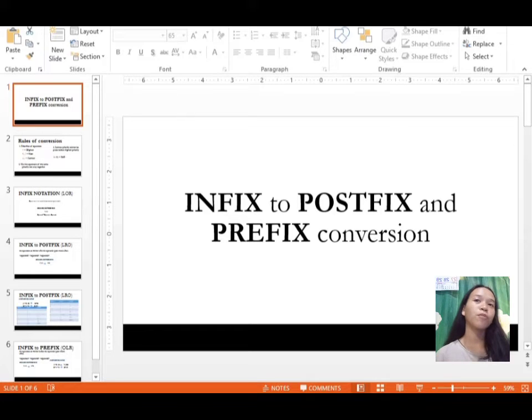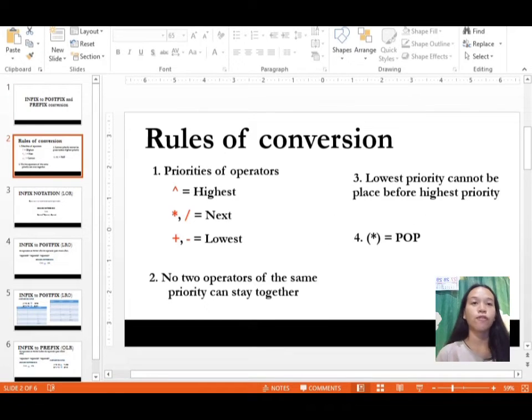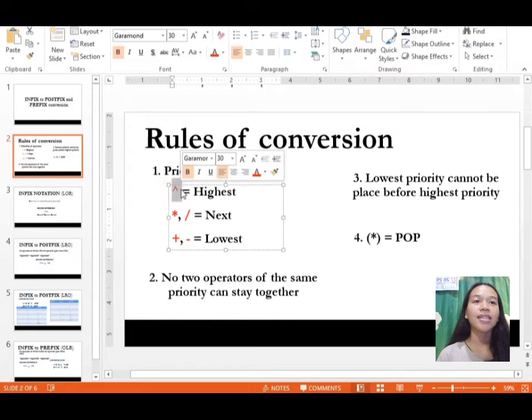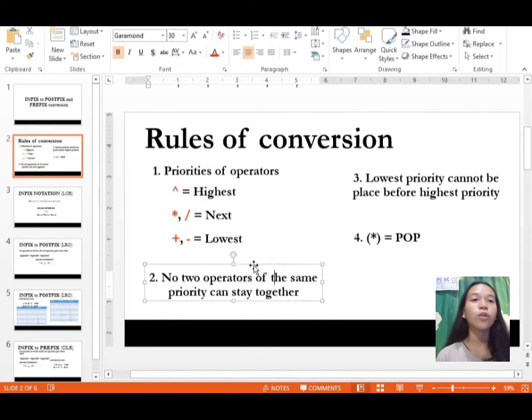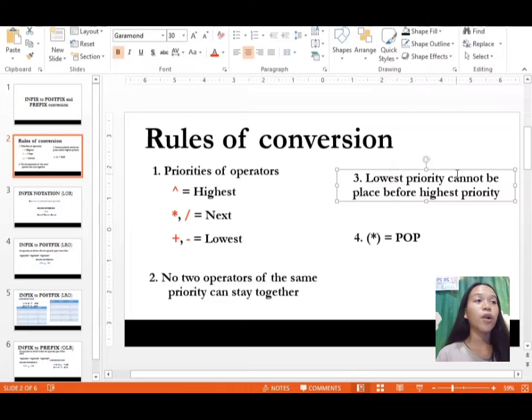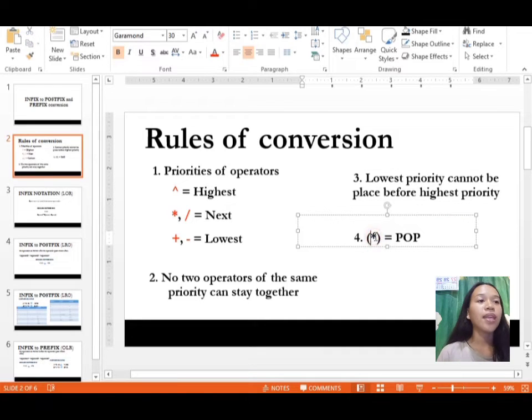So first and foremost, let us review the four rules of conversion. First is the priorities of operators. In this rule number 1, we have the exponent as the highest, multiplication and division as the next highest, while addition and subtraction is the lowest priority of operators. Rule number 2: no two operators of the same priority can stay together in one stack. Rule number 3: lowest priority cannot be placed before highest priority. And the last rule: any element inside parentheses will be popped.